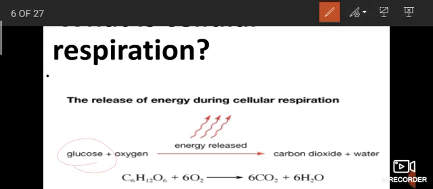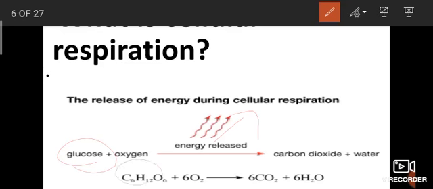So oxygen breaks down the glucose, energy is released and we get carbon dioxide. That's why we release carbon dioxide. Do you know, if you burn paper, what will happen? What do we get? Smoke, carbon dioxide. Yes. So after burning, carbon dioxide is released.